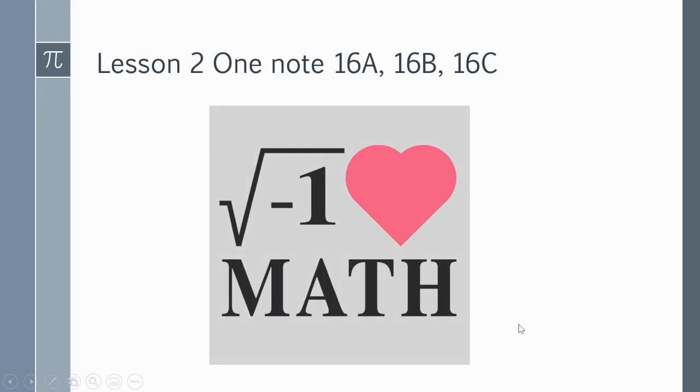This exercise is about 16A, 16B, and 16C questions.